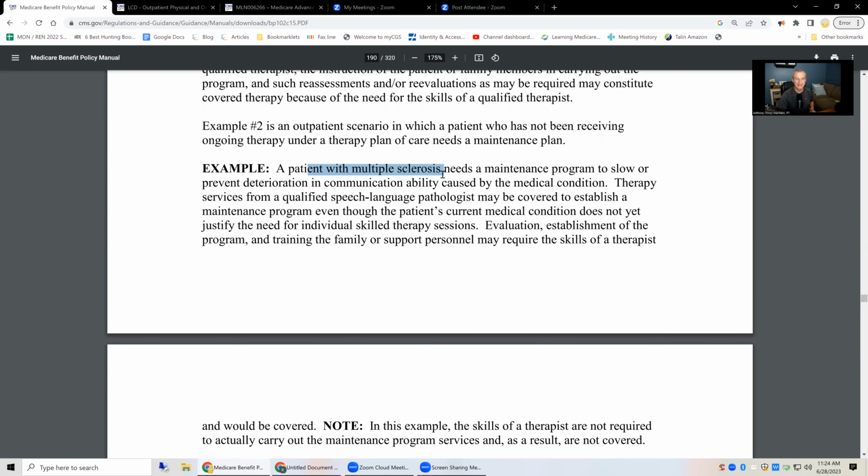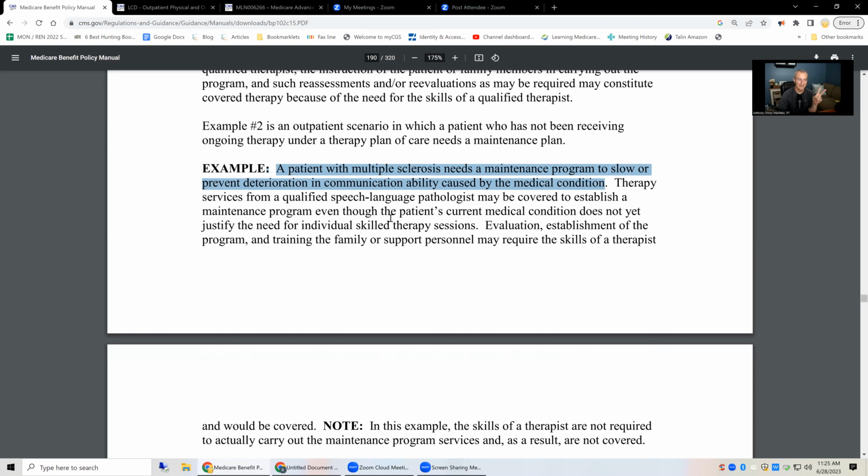A patient with MS needs a maintenance program to slow or prevent deterioration in communication ability caused by the medical condition. I like this example. I think this goes to the heart of the problem. Therapy services from a qualified speech language pathologist may be covered to establish the maintenance program, even though the patient's current medical condition does not yet justify the need for individualized skilled therapy sessions. So the patient is doing good enough that they don't need therapy, but they do need a maintenance program to be specifically prescribed for them.